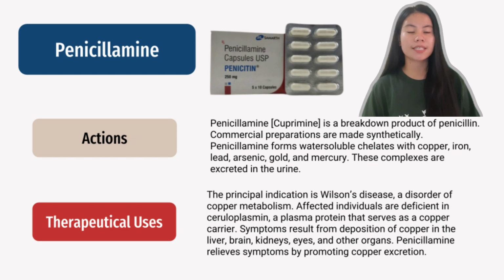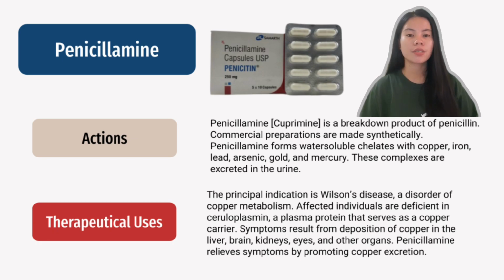Next is penicillamine. So actions, penicillamine or Cuprimine is a breakdown product of penicillin. So commercial preparations are made synthetically. So penicillamine forms water-soluble chelates with copper, iron, lead, arsenic, gold, and mercury. So these complexes are excreted in the urine.